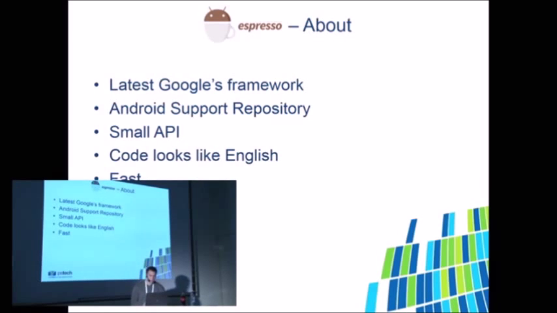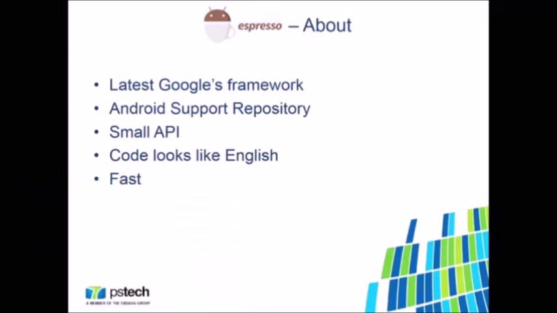Espresso is the latest framework provided by Google. It is available through the Android support repository, which can be installed with the SDK manager. Espresso is a very small API with a Hamcrest matcher library, and it's very easy to write the code because it looks like English. And it is very powerful for running fast UI tests because you don't need to have any kind of sleeps. Tests start running as soon as the application becomes idle.